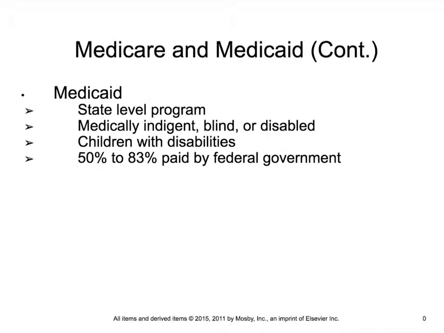Medicaid, as you see here, is a state-level program, and its costs are shared between the state and the federal government. So funding from the federal level is dependent on the per capita income of that state. In addition to covering the medically indigent, who are the population the public usually thinks as being the targets for this program, Medicaid also covers people who have disabilities.